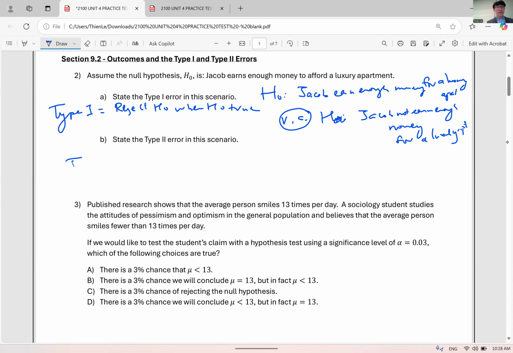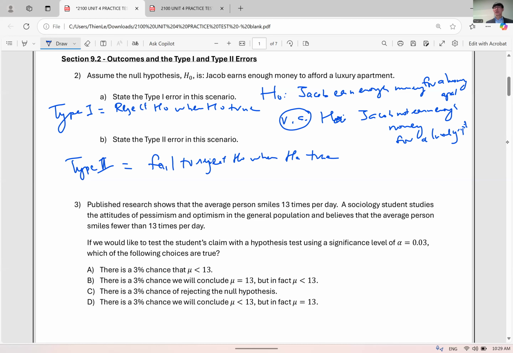Similarly, a type 2 error happens when you fail to reject H naught when HA is true. So in this case, you fail to reject the hypothesis that Jacob earns enough money for a luxury apartment, while in fact he does not earn enough money for a luxury apartment.